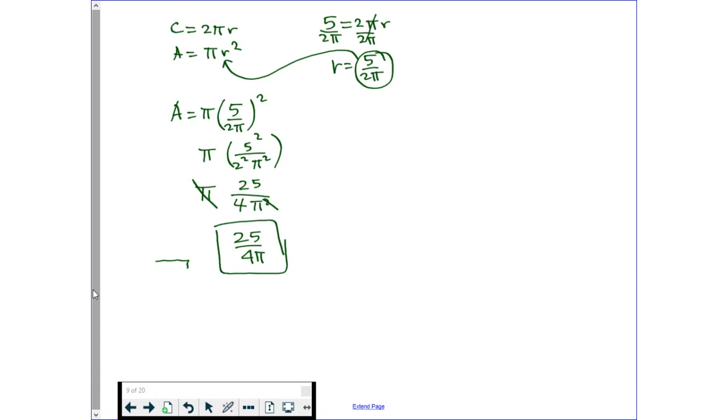If I say if C equals 4, what is A? All you have to do is square this: C squared over 4 pi, which is 4 squared over 4 pi. Yeah, 16 over 4 pi. So divide by 4, this is 4 over pi. That's it. You square the circumference and divide it by 4 pi.